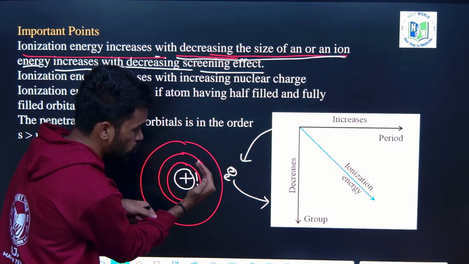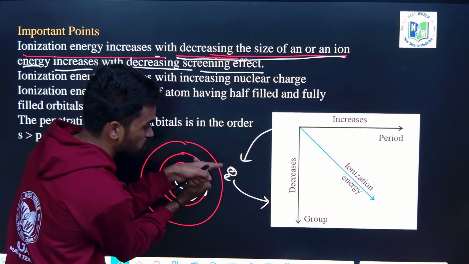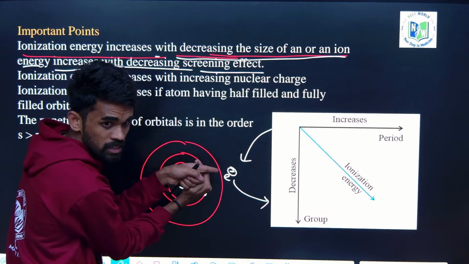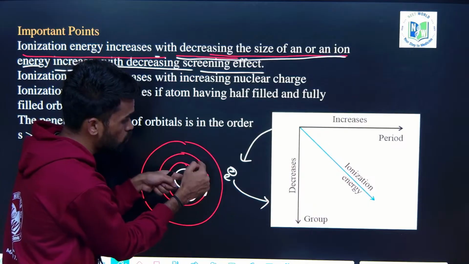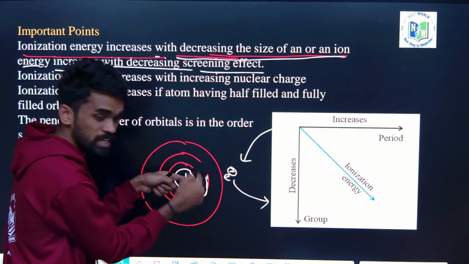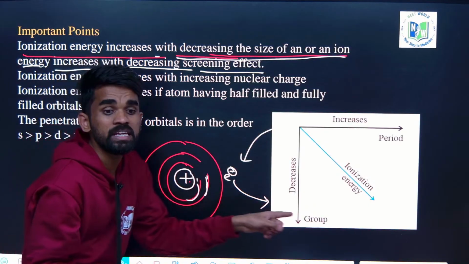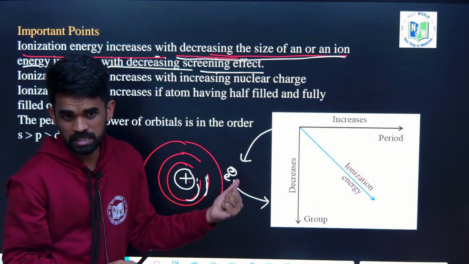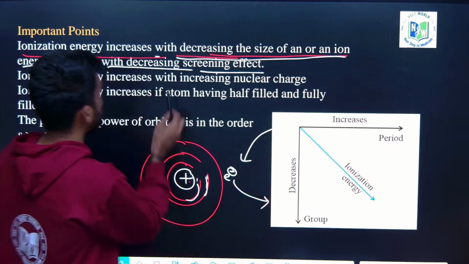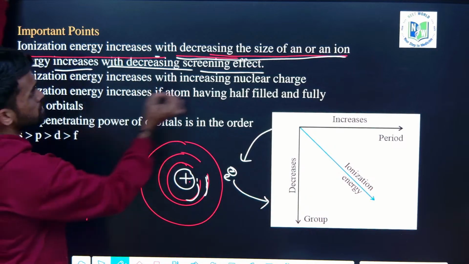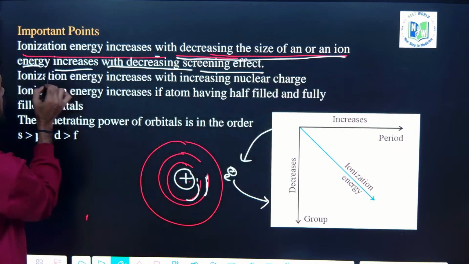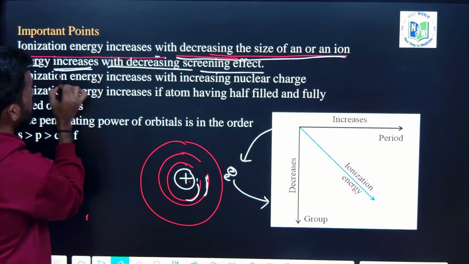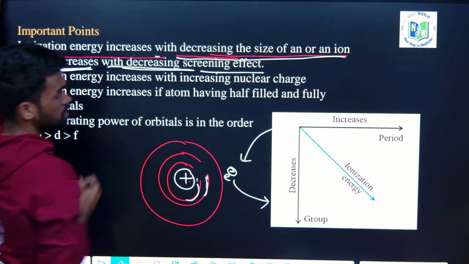Due to this, the nuclear force on this valence electron is less. Therefore, if more shielding effect and more screening is there, the electron can be easily removed. Why? Nuclear forces are lesser, therefore it is easily removed. So what is the statement I have mentioned here? Ionization energy increases with decrease in screening effect.